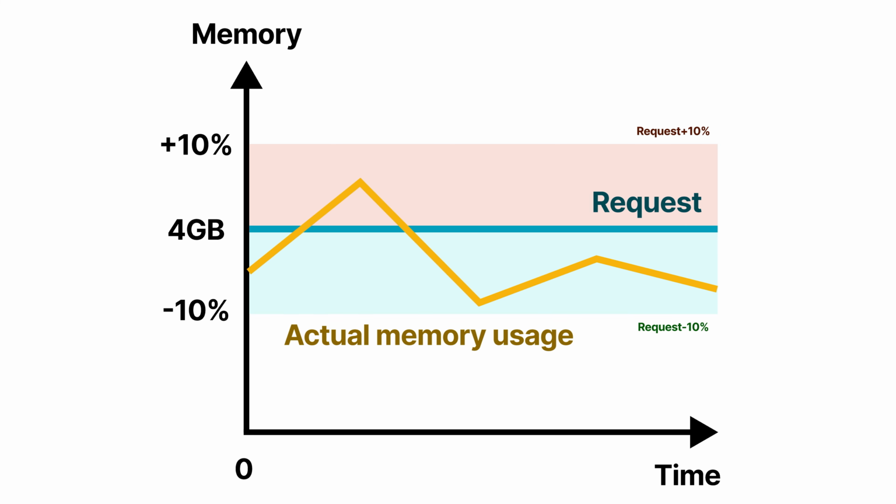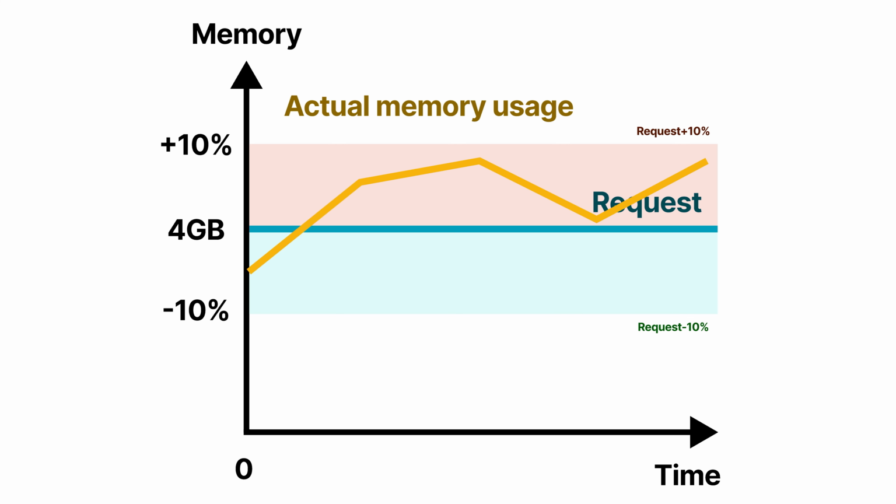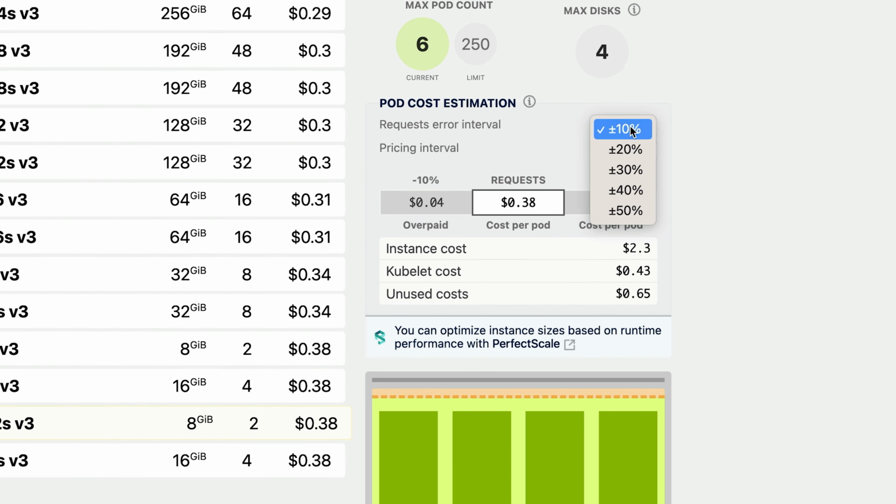But what if the actual memory usage is 10% higher on average or 10% lower? When the usage is 10% lower, you overpay your pod by 10%. When the usage is 10% higher, the cost increases because you can deploy fewer pods in the current instance, since each pod is 10% bigger. The widget lets you play with the error rate. If your error rate exceeds 50%, the cost per pod can easily double.